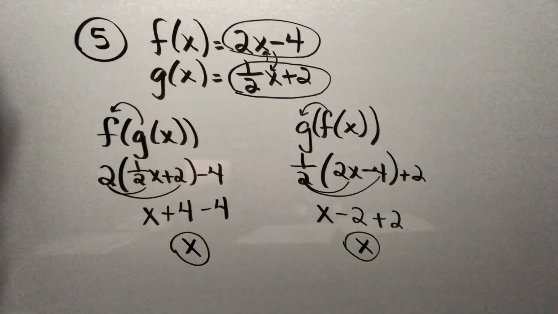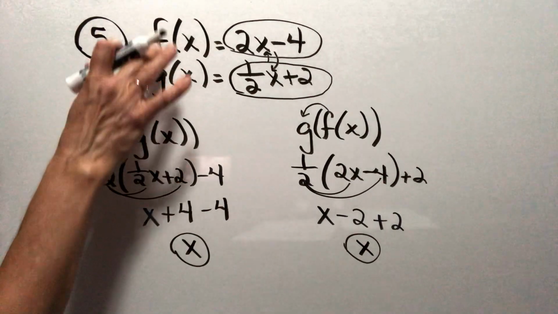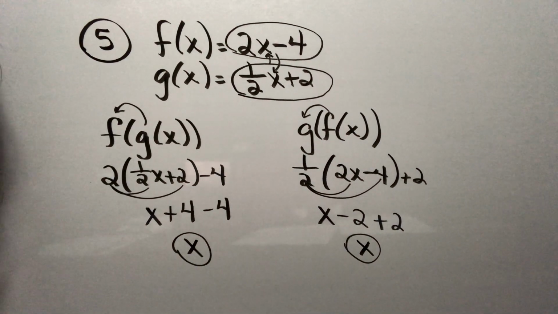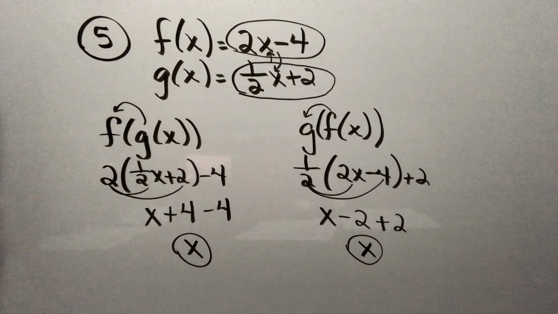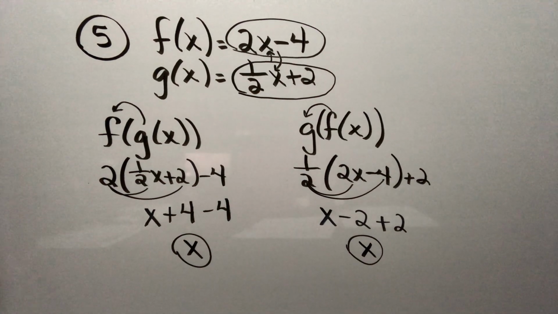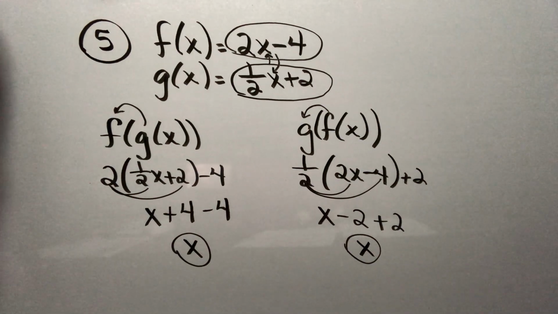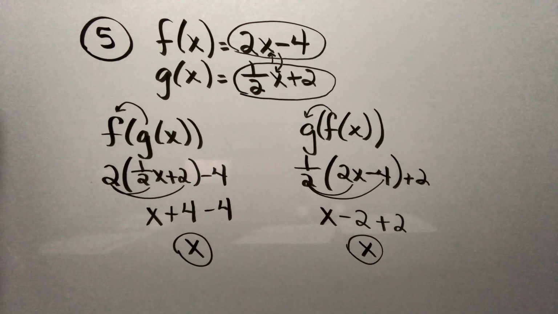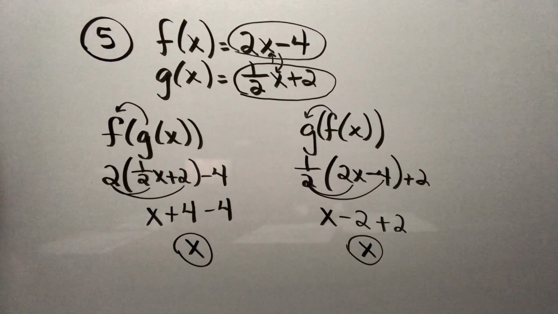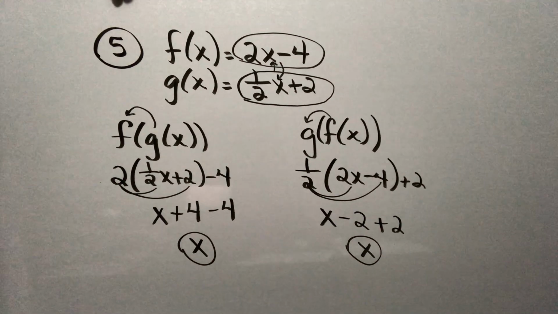So as long as that happens, that means that the two functions that you started with really were inverses of each other. So that's how you verify that they are inverses. You plug g into f, and then you plug f into g, and if you get the same thing, then that's the way you verify it. So number 5 is done.